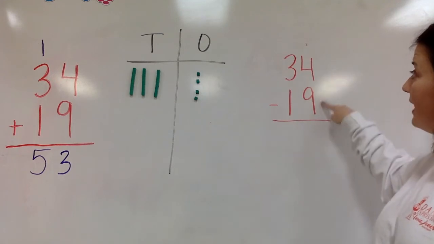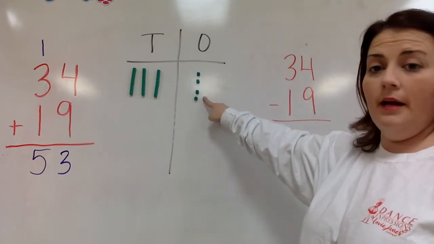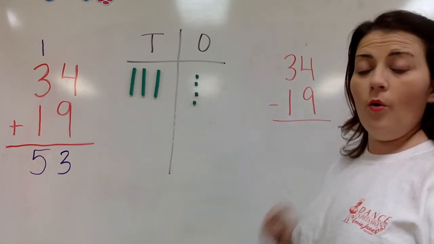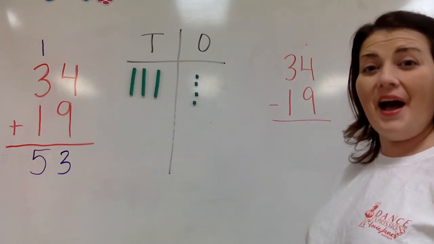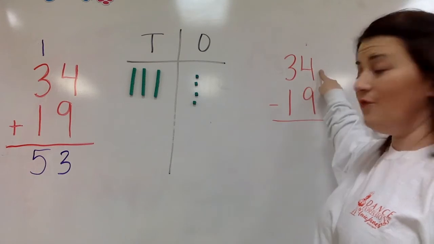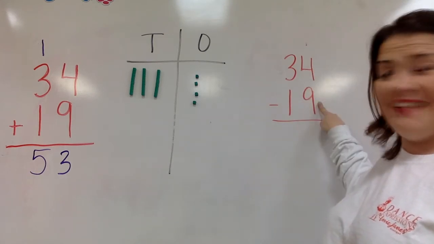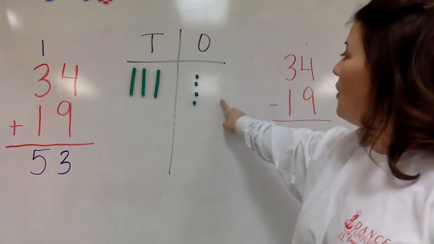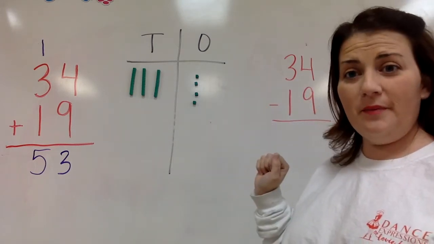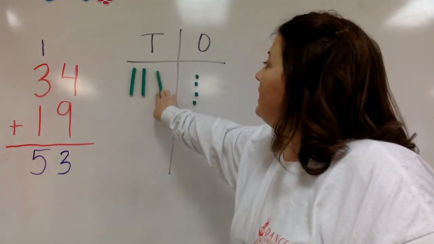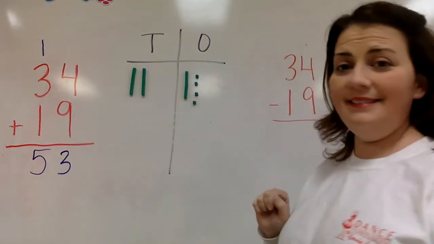So 4 take away 9. Here's our 4. Let's take 9 away. 1, 2, 3, 4. Whoa, can't do that, can we? Why not? Because 4 is less than 9. That's right. Okay, so what can we do to remedy that? Move a 10.